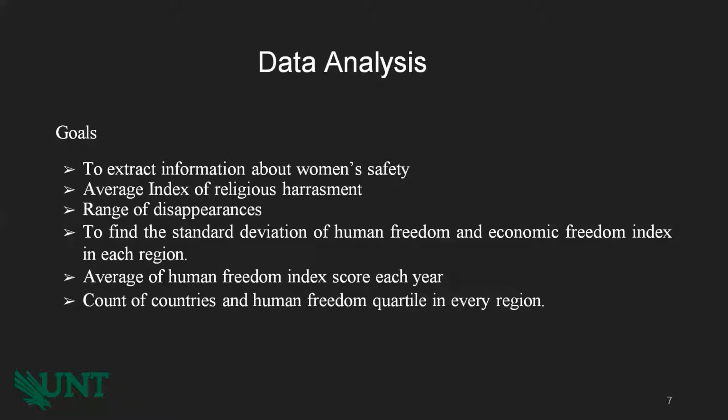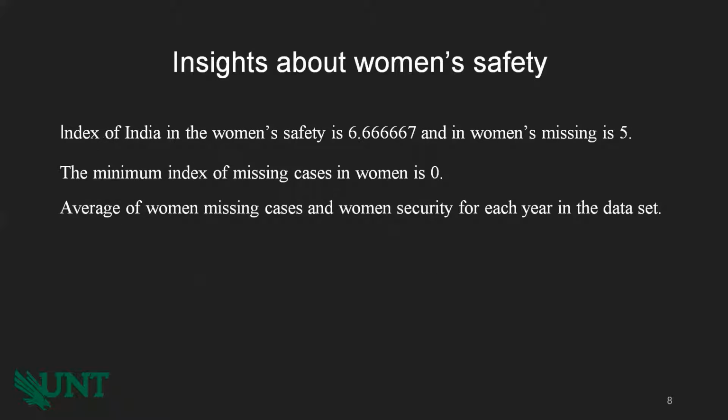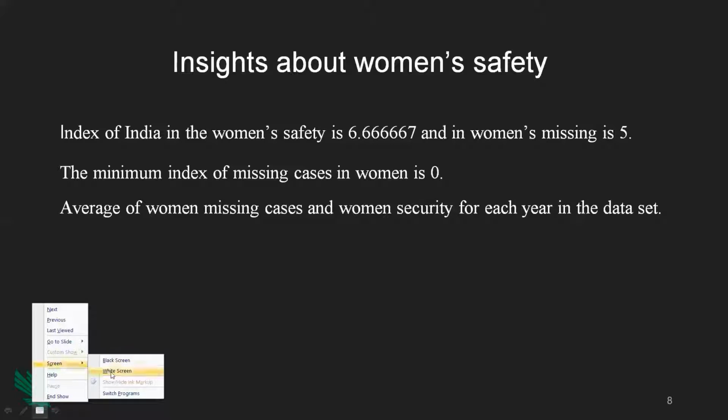With the data analysis, these are my goals, and I will discuss the insights that I extracted through this process. Insights about women's safety: the index of India in women's safety is 6.66 and women's missing is 5. Women's safety is above average, which is kind of good, and women's missing is an average of 5. I calculated this using the VLOOKUP function, which I show in my Excel file.